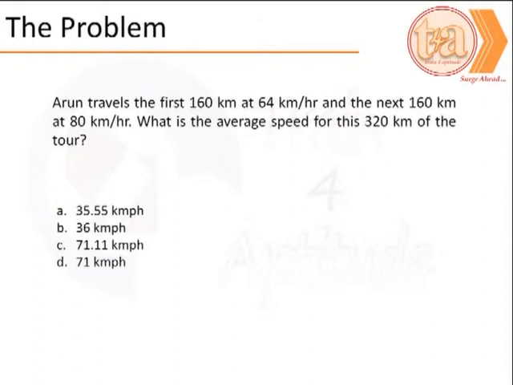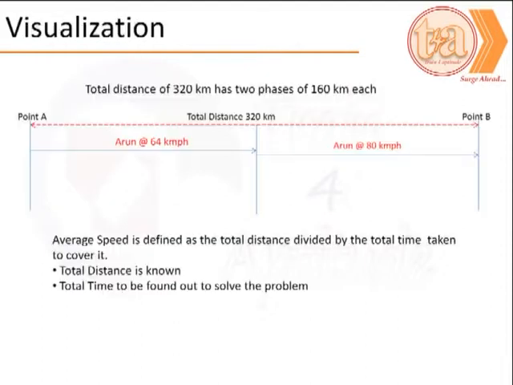Our options are A. 35.55 kmph, B. 36 kmph, C. 71.11 kmph, and D. 71 kmph. We could visualize the problem as shown. The total distance between point A and point B is 320 km divided into two phases of 160 kilometers each. In the first phase, Arun travels at 64 kmph. In the second phase, he travels at 80 kmph.